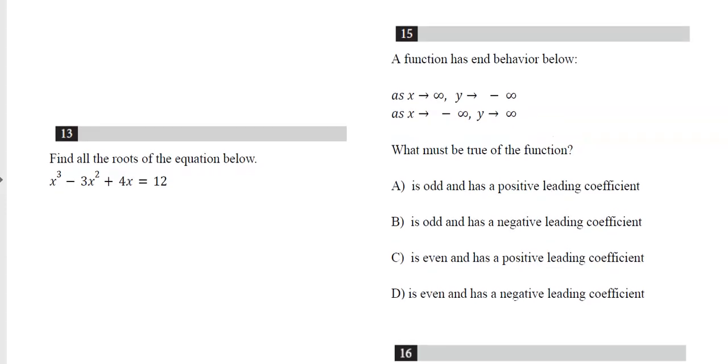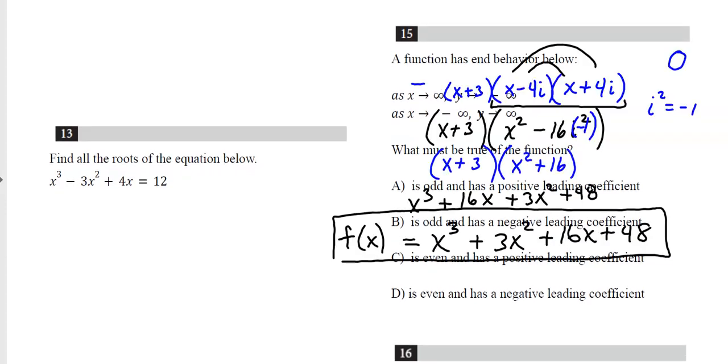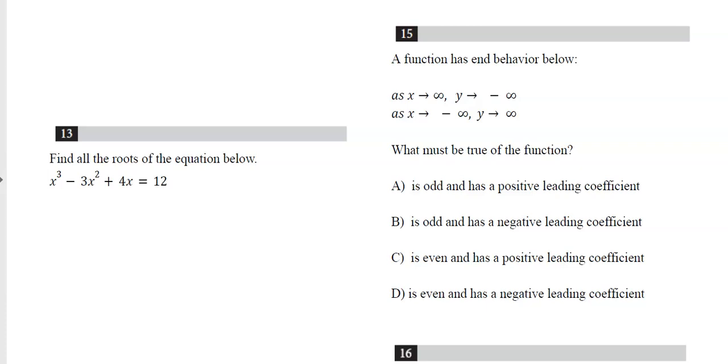Number 15, this is more of a conceptual question. There's really not a lot of math to do. But think about a graph. Think about your xy axis. As x goes to the right, as x gets bigger and bigger, y goes down. So I know my end behavior is doing this. And as x goes to the left, negative infinity, y goes up.